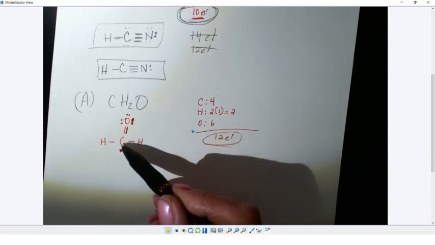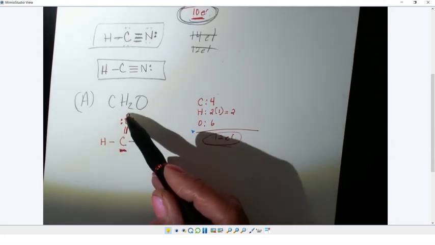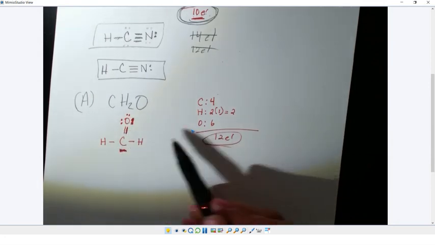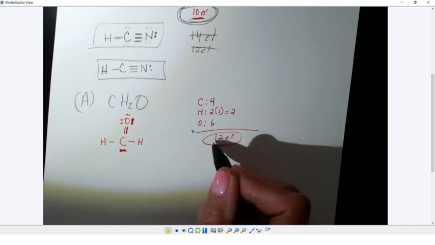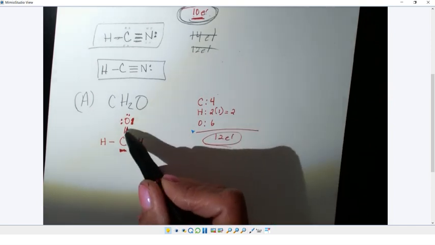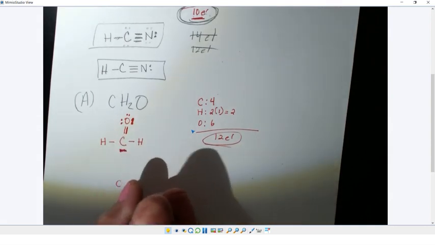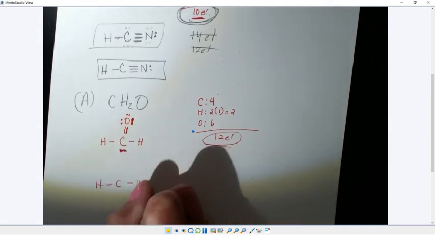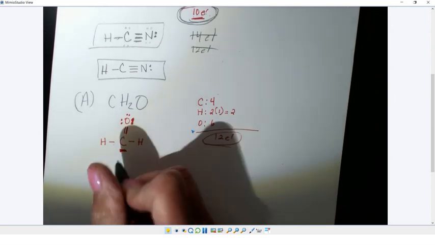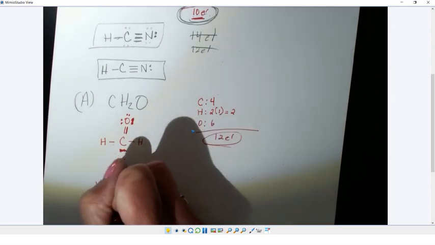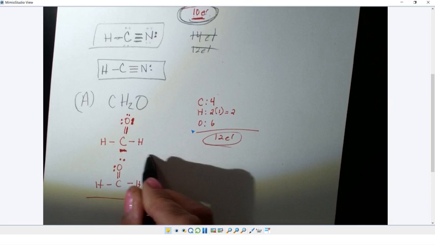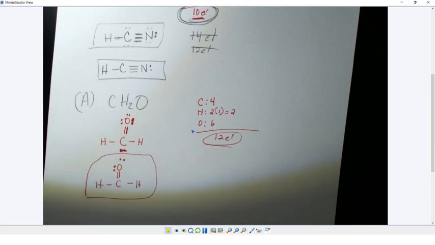So right now carbon has 2, 4, 6, 8, so he's happy. Oxygen has 2, 4, 6, 8, and he's happy. So now let's see if we have a total of 12. 2, 4, 6, 8, 10, and 12. So that is my correct structure, and I'm only going to rewrite it because I did not use whiteout. So this is my correct structure.